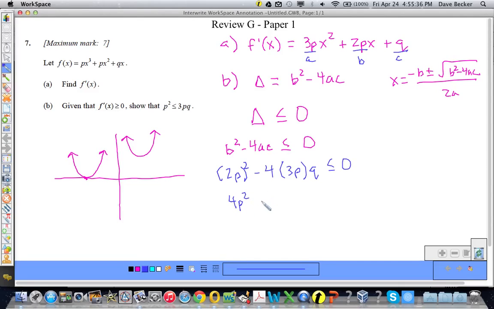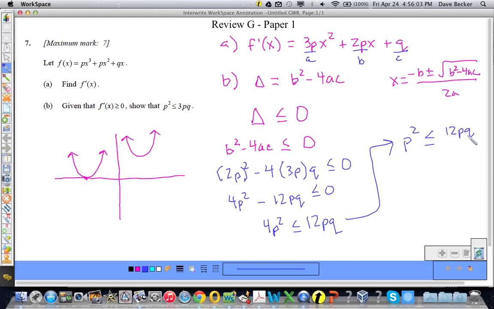So 4p squared minus 12pq is less than or equal to 0. Moving that over, 4p squared is less than or equal to positive 12pq. And then if we divide both sides by 4, then I get p squared is less than or equal to 12pq over 4, and that simplifies to p squared is less than or equal to 3pq. Isn't that lovely? Not so bad once you get to this concept, and that's all there is to it.